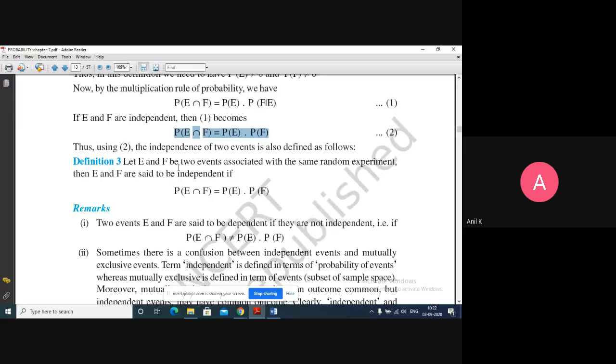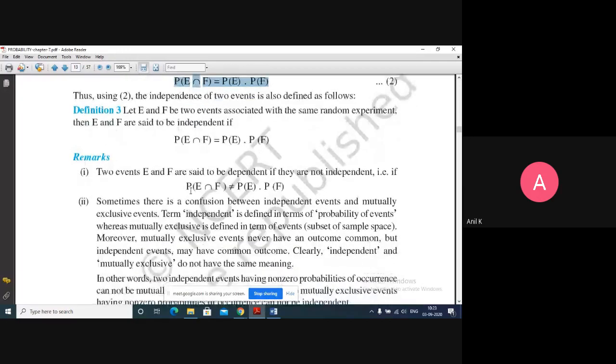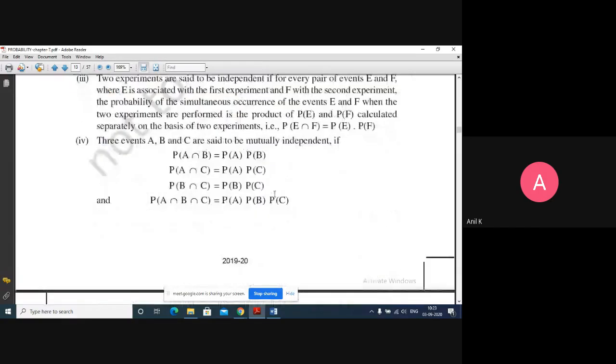Another definition is given. E and F are two events associated with the same random experiment, and E and F are said to be independent events if P of E intersection F is equal to P of E into P of F. Now there are a few remarks you have to understand. Two events are said to be dependent if they are dependent, then this formula won't be true. P of E intersection F cannot be equal to P of E into P of F. They are not equal. So we can go through these remarks. There are 3-4 remarks.